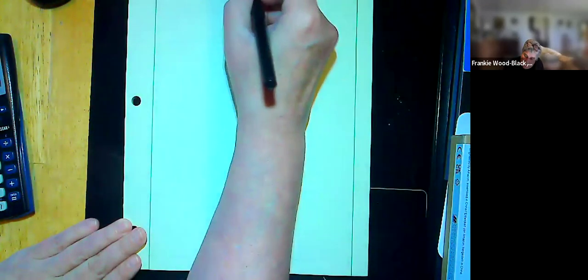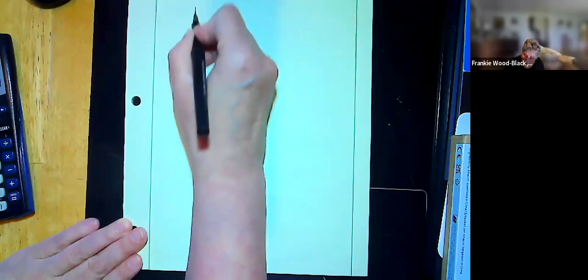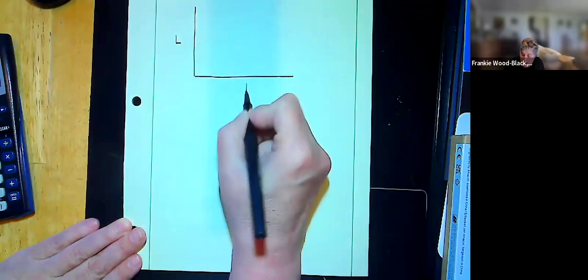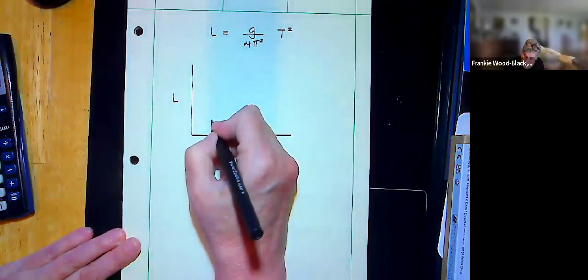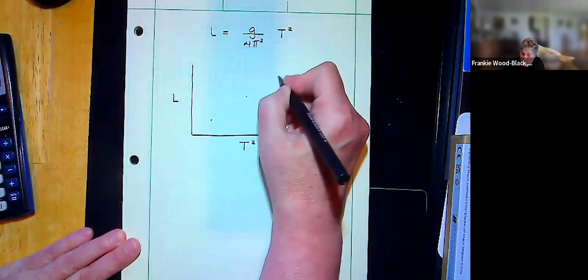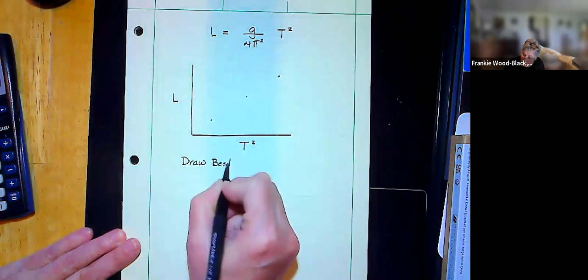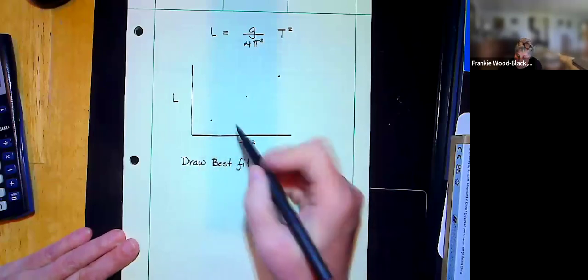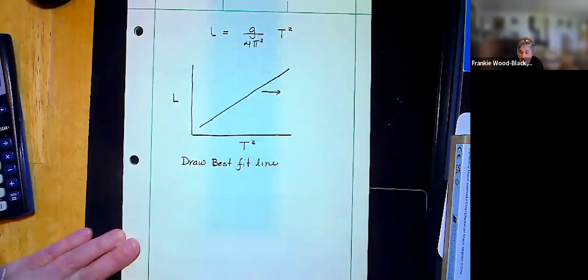And we've already got my equation. My equation is going to be length is equal to g divided by 4 pi squared times T squared. So the graph that I want to create is a length per time squared graph. You're probably going to want to use Excel. You're going to get 3 values. You want to draw your best fit line. So I'm going to get my best fit line through here. I'm going to get my equation for my line.